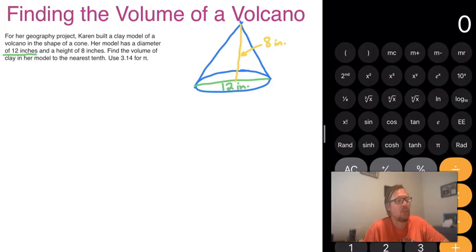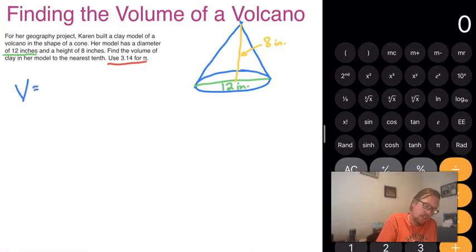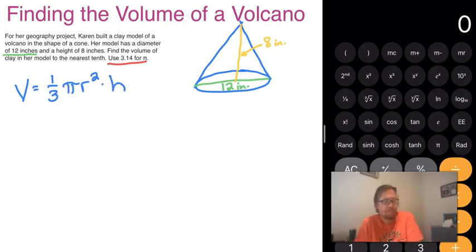Anyway, we want to find the volume of this perfectly cone-shaped volcano, as all naturally occurring volcanoes are perfectly cone-shaped. We're going to use 3.14 for pi, as usual. So here's our formula. Volume of a cone is 1/3 pi r squared times height.